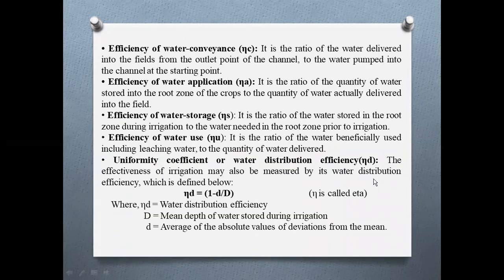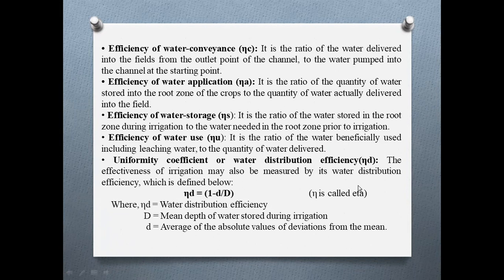First efficiency is efficiency of water conveyance. It is the ratio of water delivered into the fields from the outlet point of the channel to the water pumped into the channel at the starting point. The efficiency of water application is the ratio of quantity of water stored in the root zone of the crop to the quantity of water actually delivered into the field.